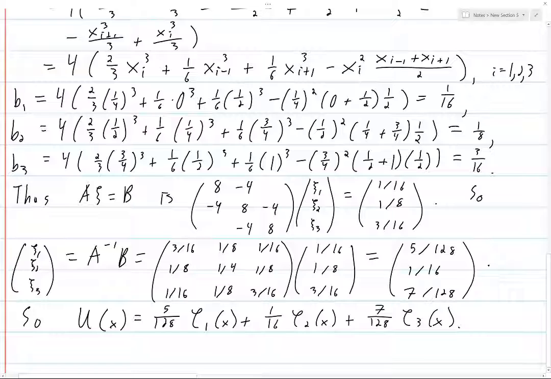And if you actually compare this to the exact solution we found in a separate exercise, it's like minus x cubed over 6 plus x over 6, I think. Whatever it is, if you plug it into a calculator and evaluate it at 1/4, you get 5 over 128. If you evaluate it at 1/2, you get 1 over 16. And if you evaluate it at 3/4, you get 7 over 128.